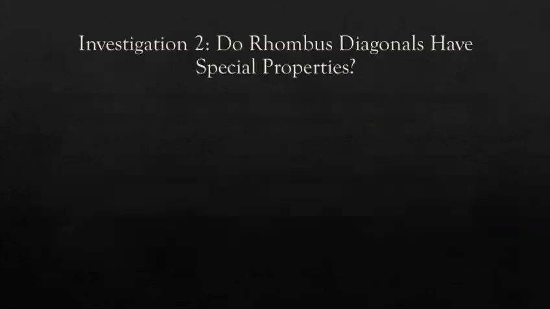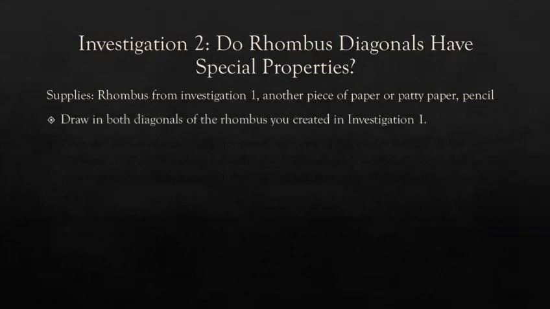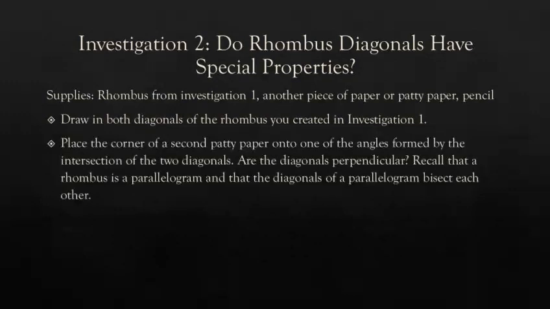Our second investigation is, do rhombus diagonals have any special properties? So we need our rhombus that we just drew and another piece of patty paper or just regular paper. Draw in the diagonals of the rhombus that you created in investigation 1. Now place the corner of the other paper onto one of the angles formed at the intersection of the 2 diagonals. That paper should be a 90-degree angle. So are those diagonals perpendicular? Were you able to fit the paper in there exactly?